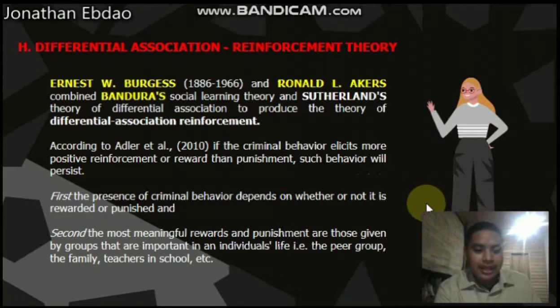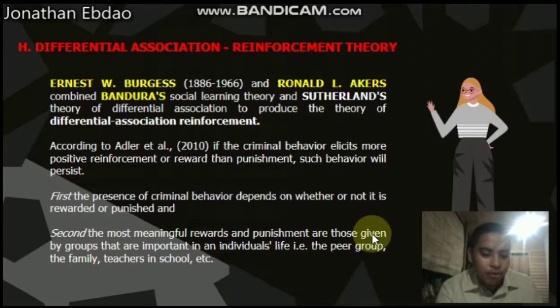The next one is the differential association reinforcement theory. Ernest W. Burgess and Ronald L. Akers combined Bandura's social learning theory and Sutherland's theory of differential association to produce a theory of differential association reinforcement. According to Adler et al. 2010, if the criminal behavior elicits more positive reinforcement or reward than punishment, such behavior will persist. First, the presence of criminal behavior depends on whether or not it is rewarded or punished, and second, the most meaningful rewards and punishments are those given by groups that are important in an individual's life, like the peer group, the family, teachers, schools, or friends.